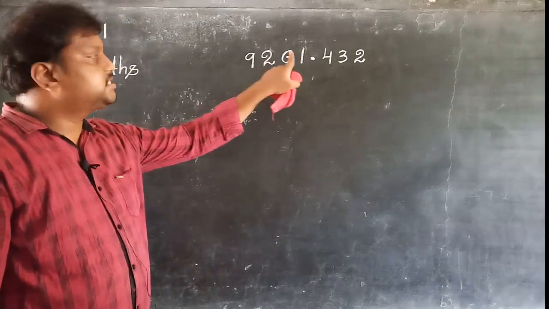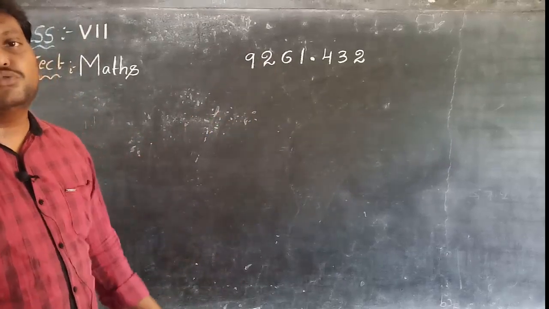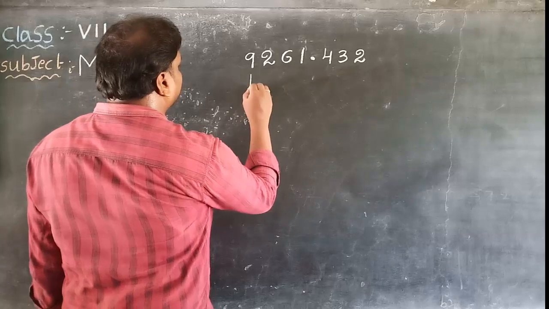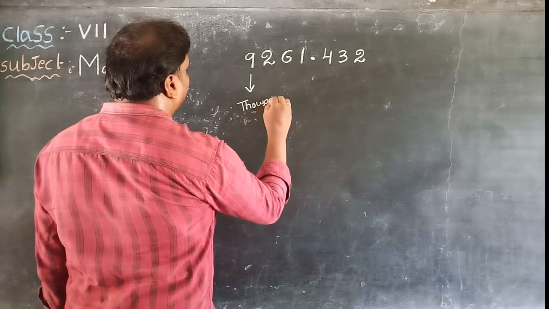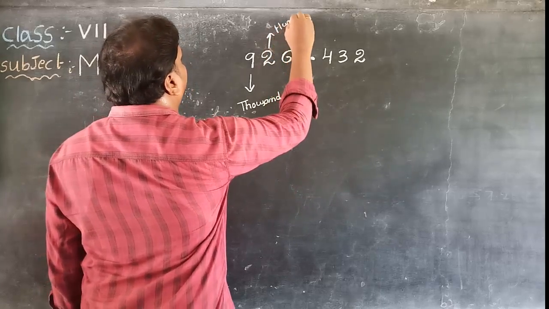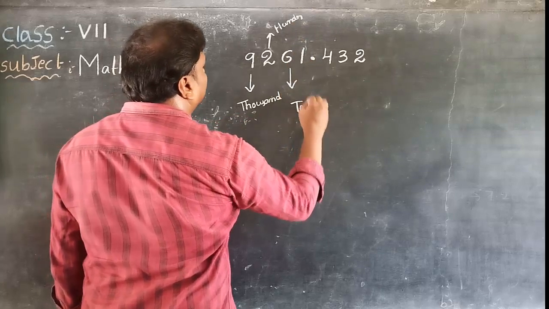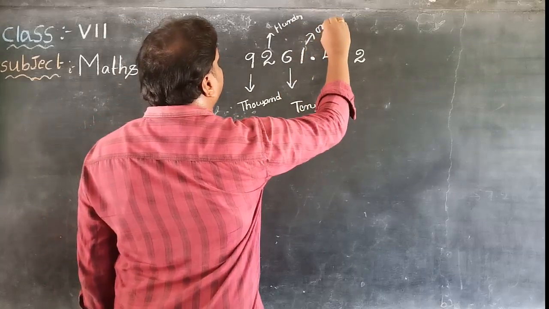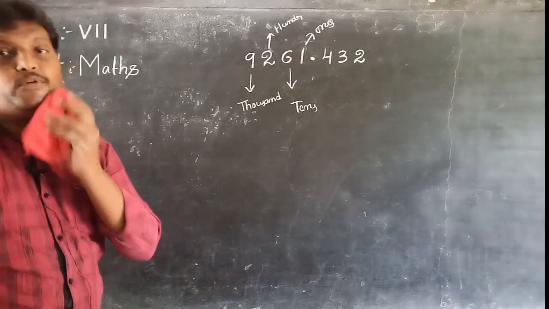Then 1 is in the ones place, 6 is in the tens place, 2 is in the hundreds place, 9 is in the thousands place. This is 1000, this is 100, this is tens, this is ones. Okay, then what about the decimal part?